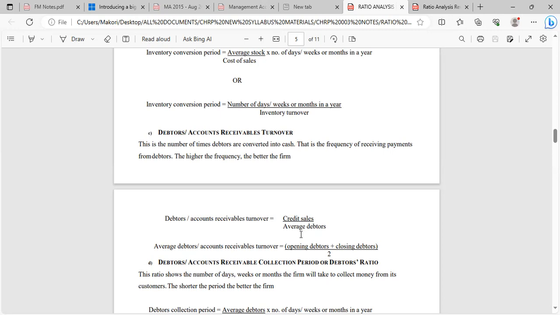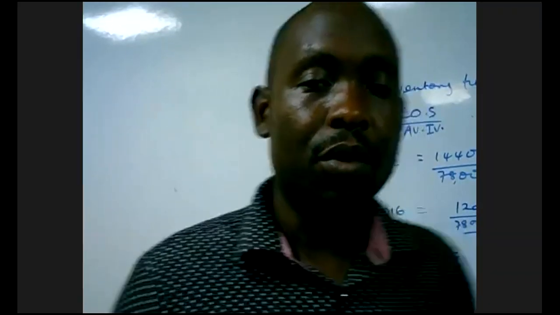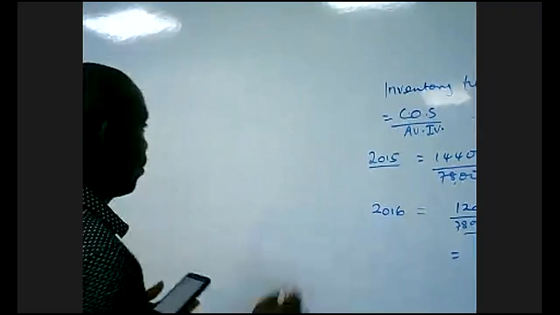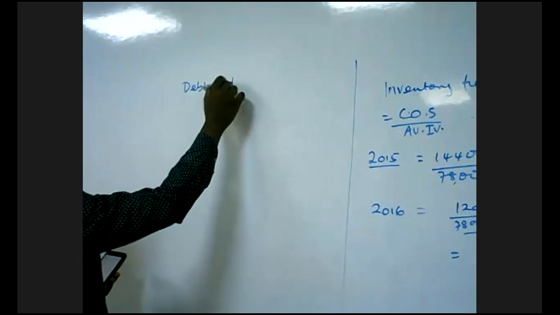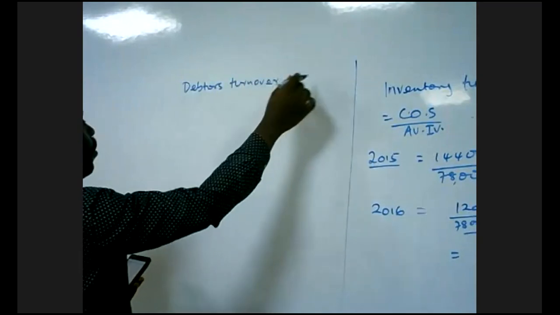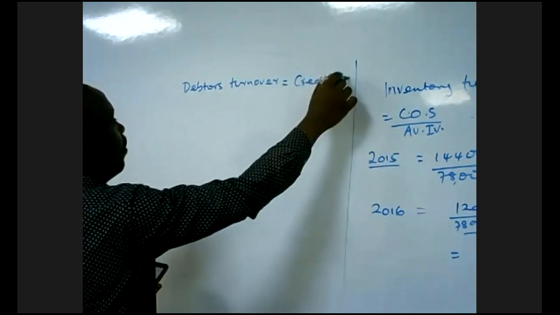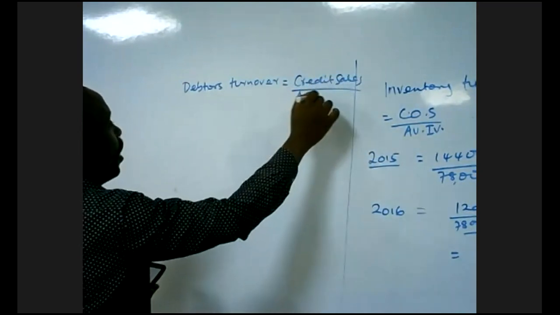If you look at the question that we have here, the trade receivables for the year 2015 is only one figure, so we don't average. But for the year 2016, we shall have two of them. The closing for 2015 becomes the opening for 2016, so we average them. So how do you deal with it? You'll come here and say the debtors turnover is given by the credit sales over average debtors.